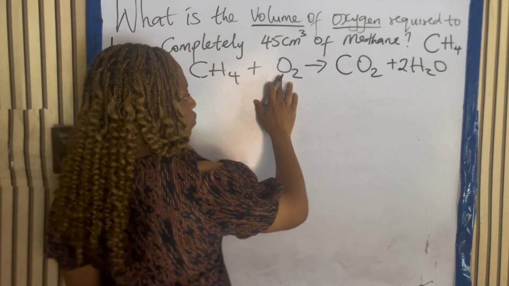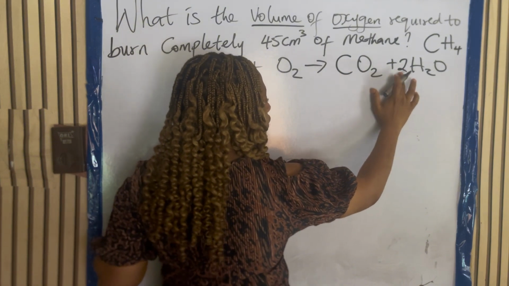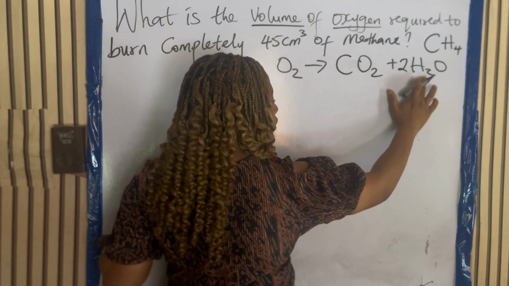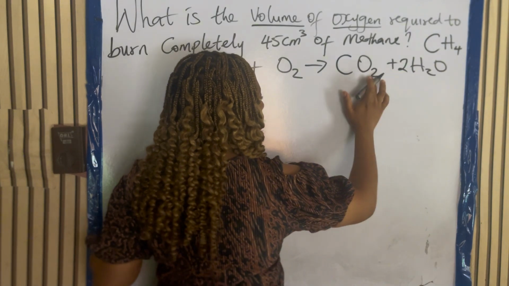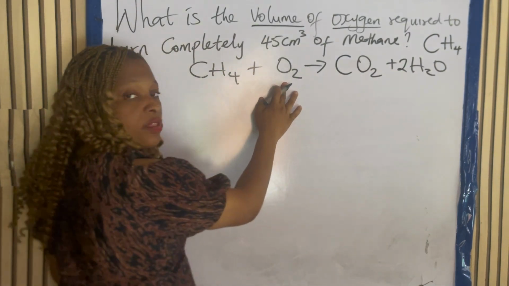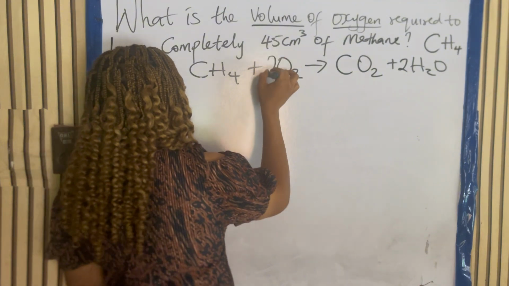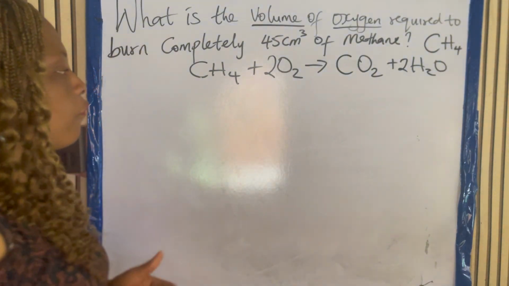Then oxygen is 2 here, oxygen is 2. Then this 2 is affecting everything here. So this 2 is affecting oxygen. So this 2 plus 2 will give you 4. But oxygen is what here? 2. So you add 2 here. 2 times 2, 4. It is balanced.